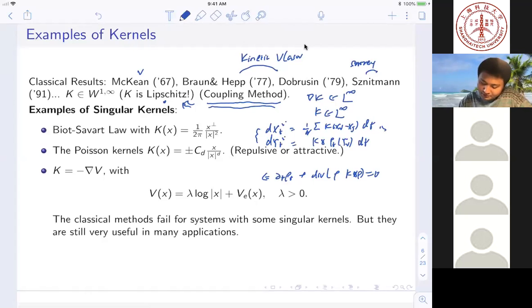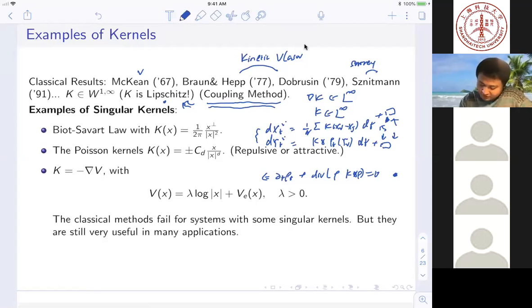So we just compare those two, xi and yi, and that gives you the difference between the particle system and the mean field dynamics. It's called the coupling method. They have the same noise, so that's why they are coupled. This is a classical method. But the classical method actually works only for several nice kernels.